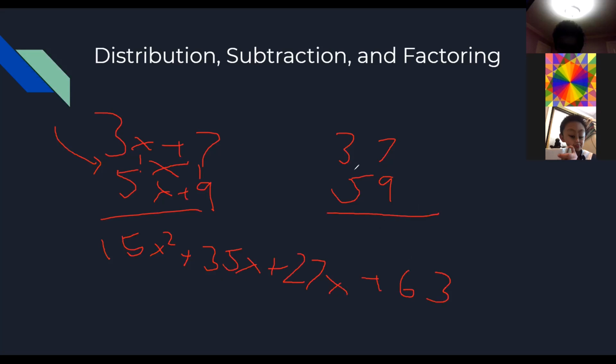Similarly, this times that with this times that. I did it in the opposite order that time. This times that, and this times that, which becomes 15x squared plus 62x plus 63. It's very similar to how you would multiply two numbers, just that you would use x and whatever coefficient instead.